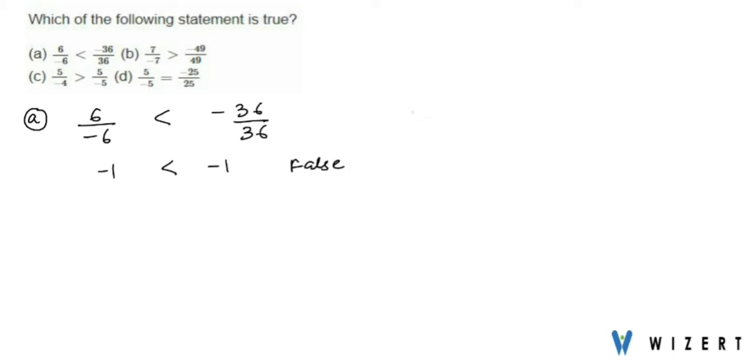Now, let's check the second option B. That is 7 by minus 7 is greater than minus 49 by 49. So, 7 by minus 7 can be written as minus 1. And for minus 49 by 49, 49 gets cancelled and we are remaining with minus 1. Again minus 1 is not greater than minus 1, it is equal. Therefore this statement is also false.